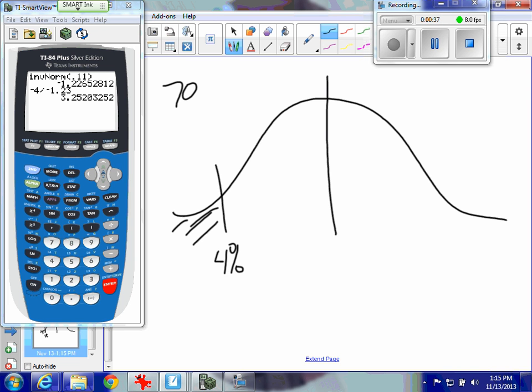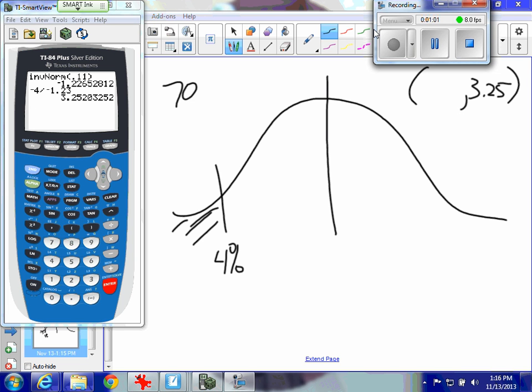Everybody see how I drew that? That's what they want. They want the 70 grams to be no more than 4%. And the standard deviation is still going to be, what was it, 3.25? Is that what it was, 3.25? Okay, let's pause this for just a second and make sure.